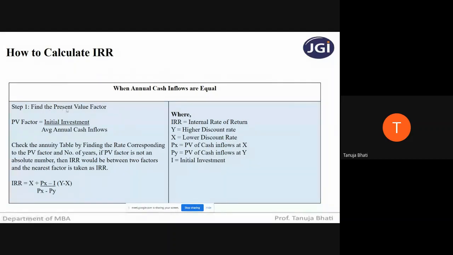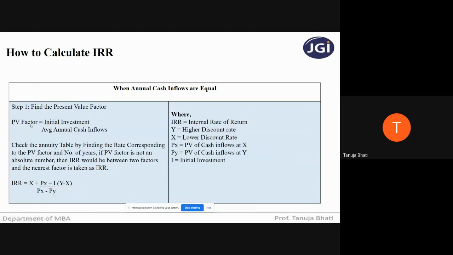How are you going to calculate this factor? How will you get this factor? There is a formula: initial investment divided by average annual cash inflows. So, students, take the initial investment, which is nothing but your cash outflow, divided by the average annual cash inflows. The cash inflows are equal in all the years, so you divide by the cash inflows, and you will get the PV factor.